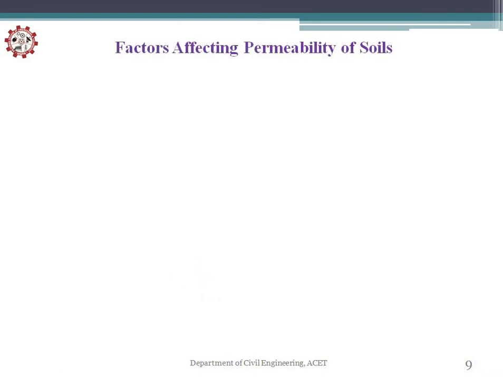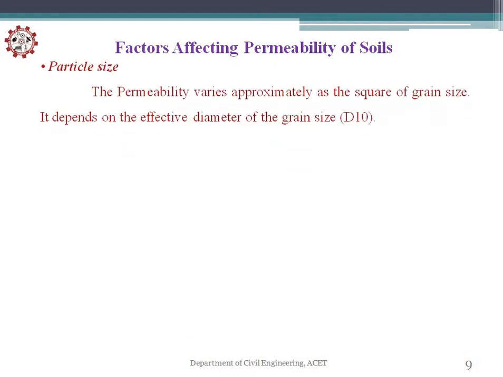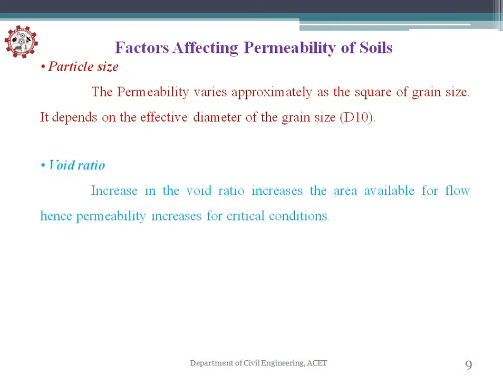Now, factors affecting permeability of soil. First is the particle size. The permeability varies approximately as the square of the grain size, and depends on the effective diameter of the grain size, D10. D10 is the particle diameter for which 10% of the soil is finer. Next, void ratio: an increase in the void ratio increases the area available for flow, hence permeability increases. Of course, if the soil has more voids, then the passage of water will be good.